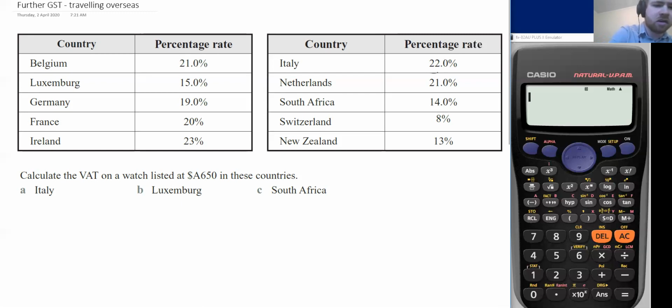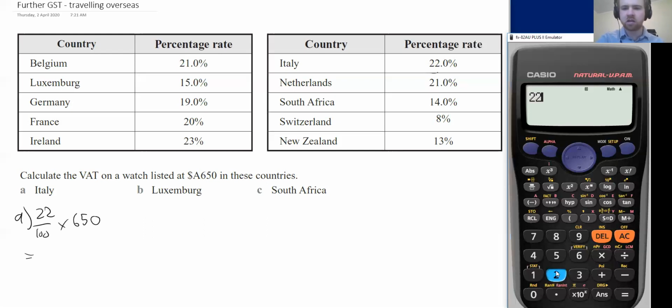So to find out for part A, we're just going to do 22 over 100 times our number 650 here. And that will find us what 22% is. The other way that we could write this is we can just write 22 and then go shift percent and then go times 650. That is the same as 22 over 100 times 650. And so we get our value here. This is what the GST or the VAT is going to be on that item.